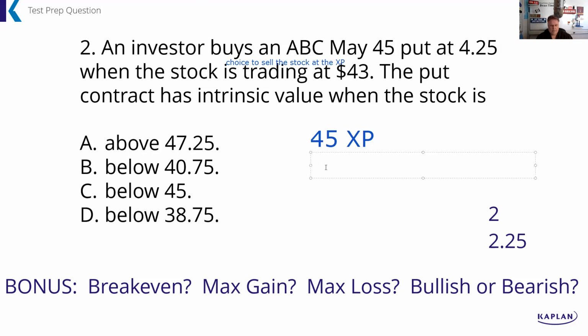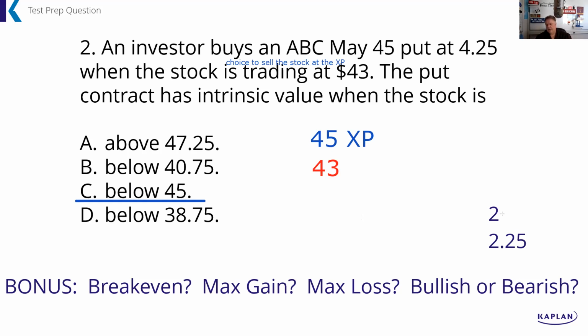In terms of my process, I like to put the market price either above or below my strike price to make it transparent to me. Oh, now I got to be careful. They didn't ask me what is the intrinsic value of the put, which is 2. They asked me below which would it have intrinsic value. Below 45, it has intrinsic value. So yeah, I got to be careful. RTFQ, be careful what you're being asked, right? I almost went into a discussion of what this is.